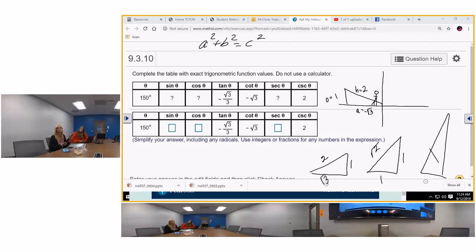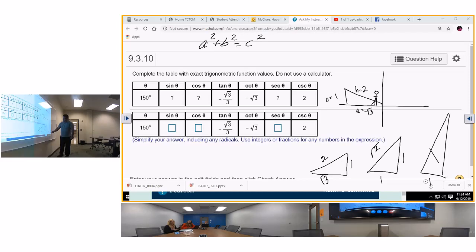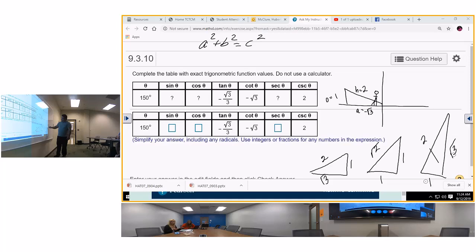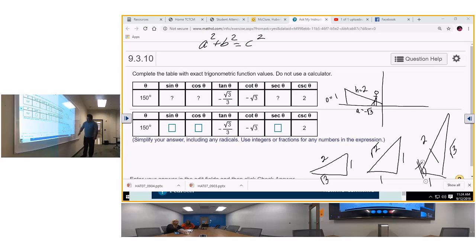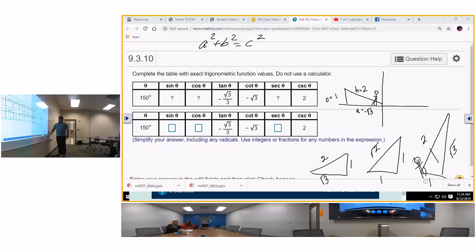So now you invert that. That's 1. That's 2. And that's the square root of 3. How did I know that the square root of 3 goes here, not here? Because here's theta, and that's where the little man is, and his adjacent and hypotenuse.